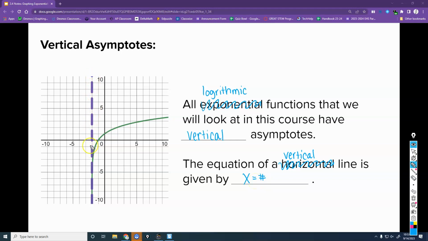So, if I'm looking at this line right here, what is the equation of that vertical line that I have graphed right there? X equals -2. And it helps to look at where that line crosses an axis. It crosses right here, that's your x-axis. It equals -2. Horizontal lines don't cross the x-axis unless it is the x-axis. They cross the y-axis. Okay? All right, any questions so far? Let's move on.